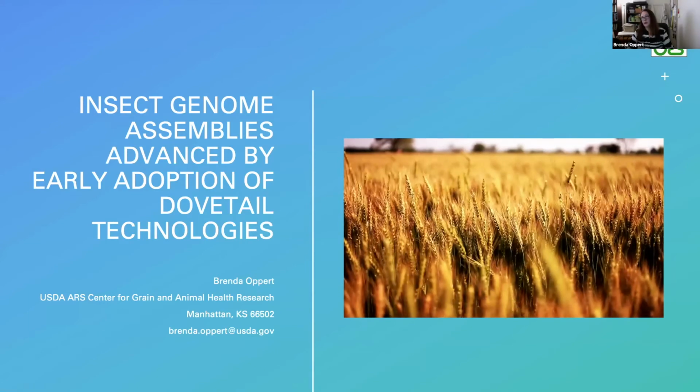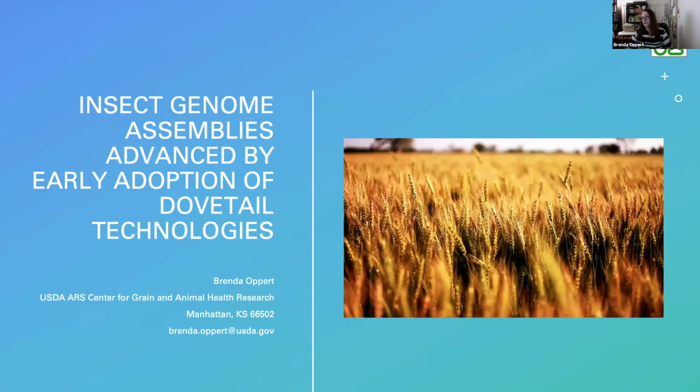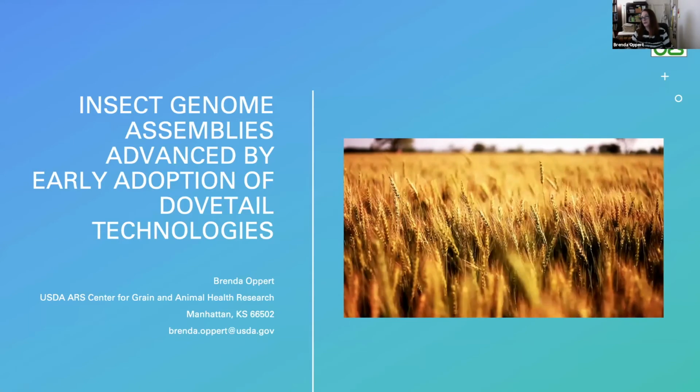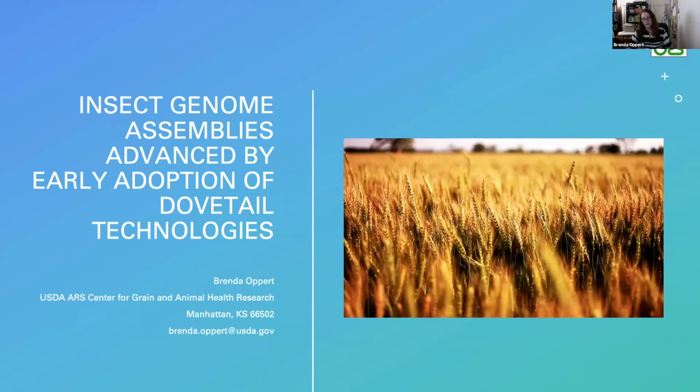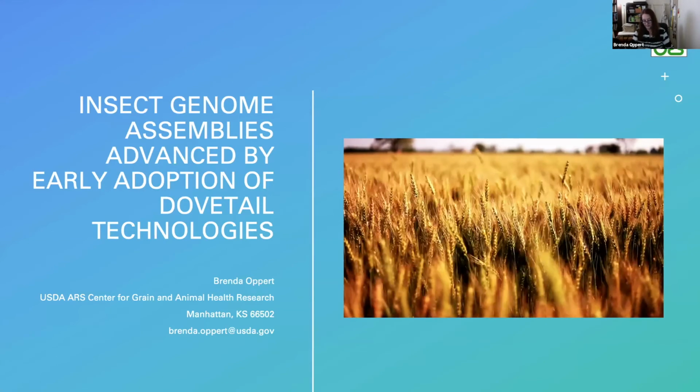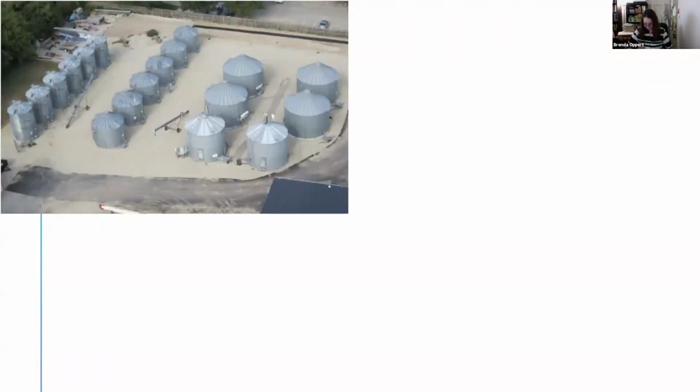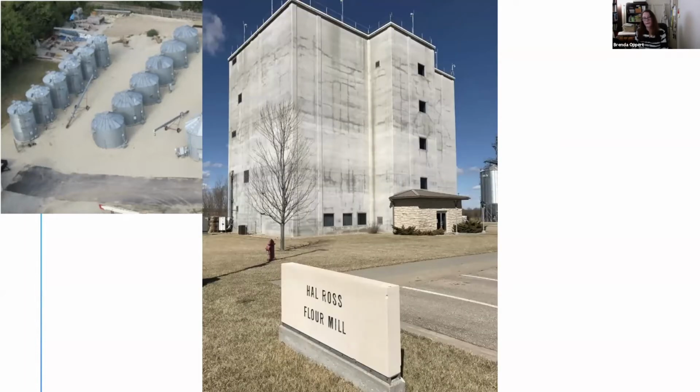So I wanted to thank Mark and also Dovetail for the opportunity to present to you today in the first of the webinar series. I work for the Agricultural Research Service. It's a lab in Manhattan, Kansas. And this is an aerial view of the grain bins on our campus. I work in the Stored Product Insects and Engineering Research Unit, where we partner with farmers and food producers to limit the damage to stored grain and grain products. We have stakeholders that include operators of flour mills and warehouse managers.